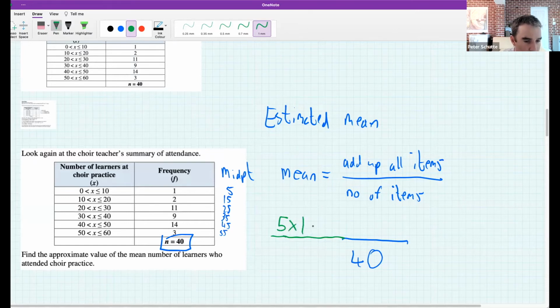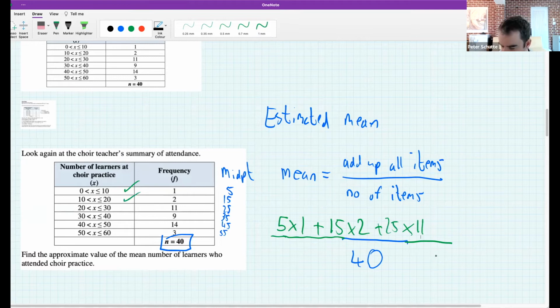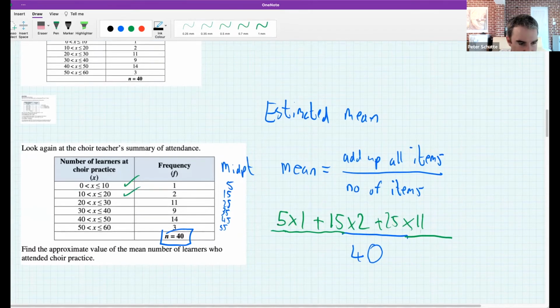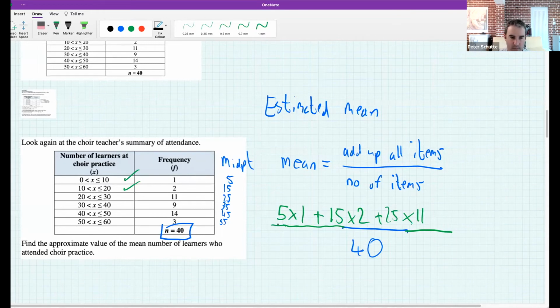And then we go plus, now it's no longer going to be 5, the value that we use for the second interval is 15. How many items are there in the second interval? There's going to be 2. So we go 15 times 2. So we've dealt with the first 2. Then we go plus 25 times 11. Now, I want you guys to work out for me the estimated mean. Can you work that out for me? Work out the estimated mean, and then we'll check that, and then we'll take a little break after we've done that.